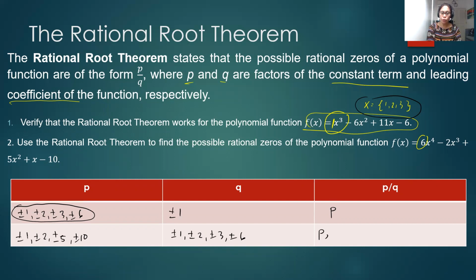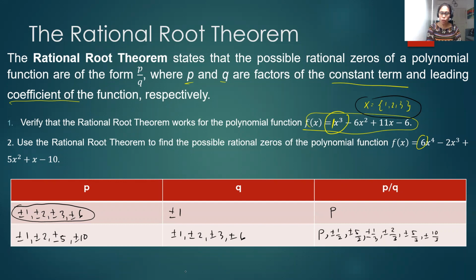And then the other is positive negative 1 over 2. Positive negative 2 over 2, which is equal to 1, so it is already among the values of p. Then positive negative 5 halves, and positive negative 10 halves, which is in p also. Then we'll proceed with 3: positive negative 1 over 3, positive negative 2 over 3, positive negative 5 over 3, and positive negative 10 over 3.